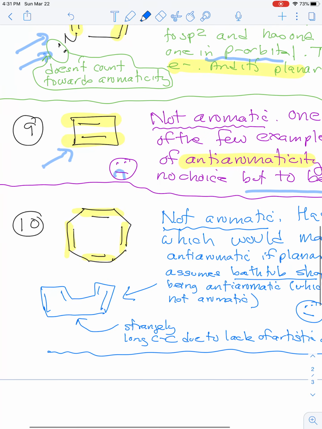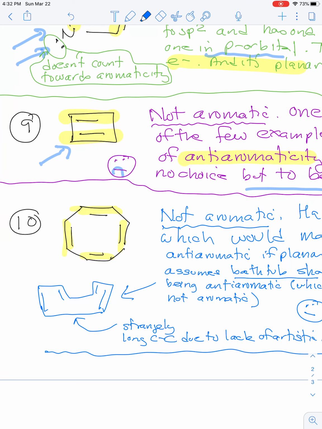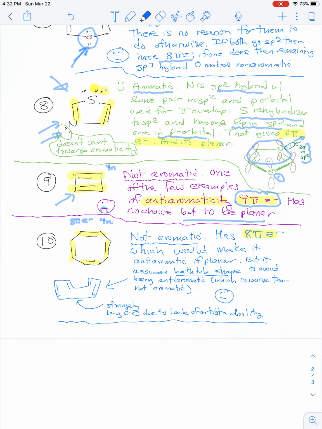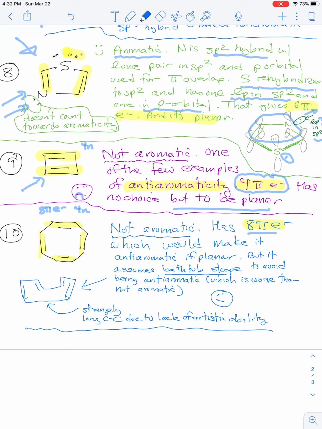And kind of to compare it, we can look at this molecule, which looks similar. It has 8 pi electrons, which fits the pattern of 4n, just as the one above it does. But now this molecule turns out it has some choices. Since it has 8 pi electrons, it would make it anti-aromatic if it were planar. But being anti-aromatic is so bad that the molecule assumes what we refer to as a bathtub shape, just to avoid being anti-aromatic. I attempted to draw it here. There's a better picture in your book without the quite so strangely long carbon-carbon bond.